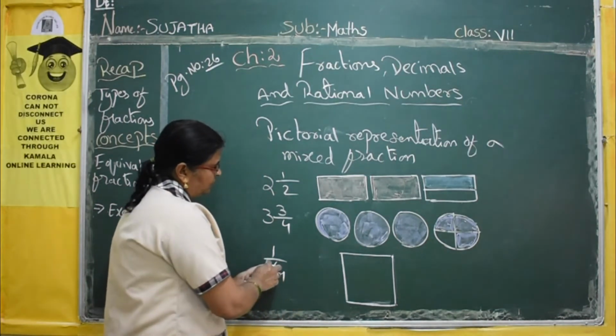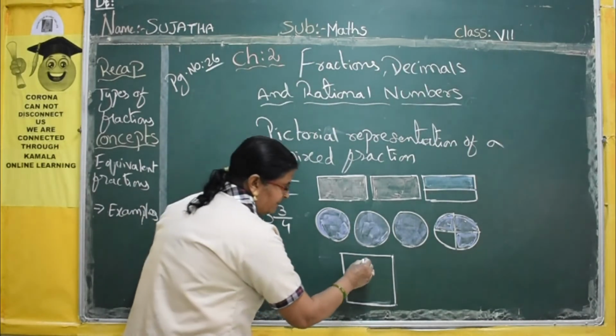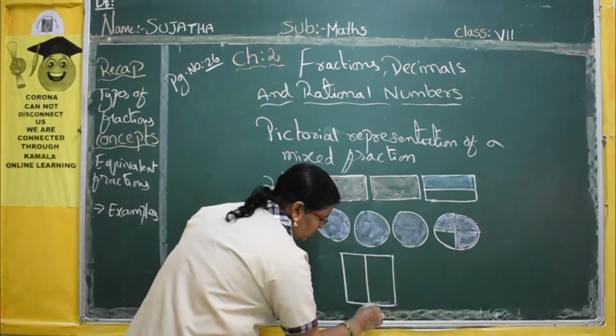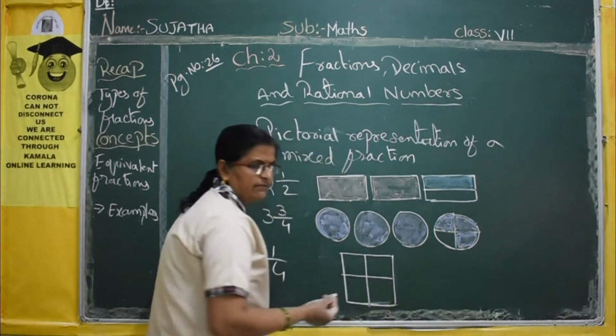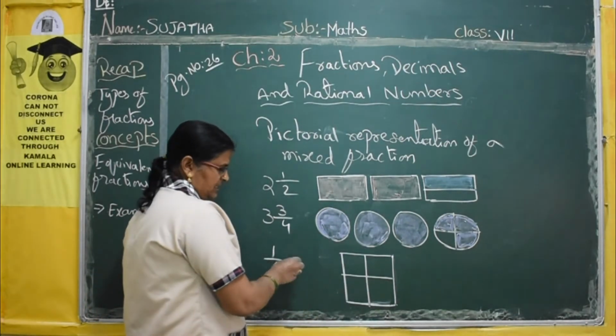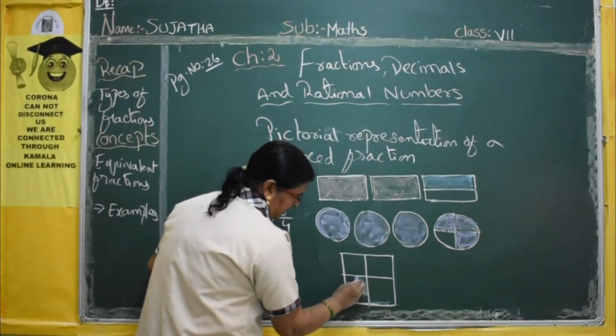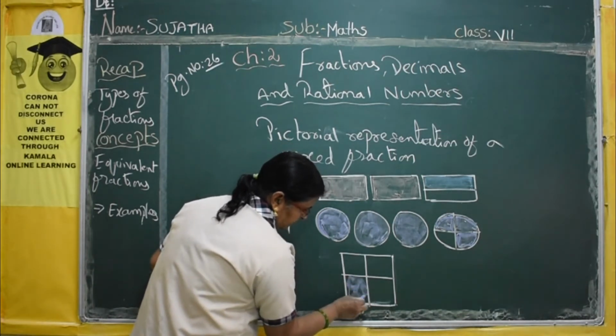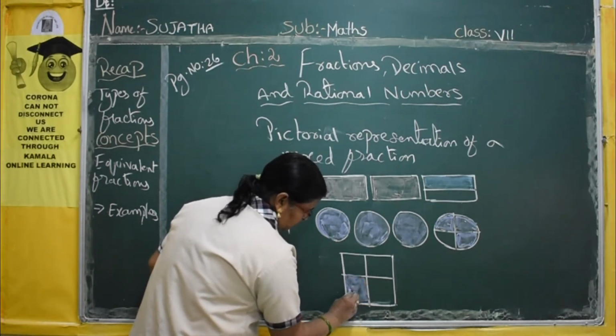Now what will I do? Denominator is 4, so I will divide this square into 4 parts, and only the numerator is 1. That's why I will shade only the numerator part, that is 1. Now this is 1 by 4.